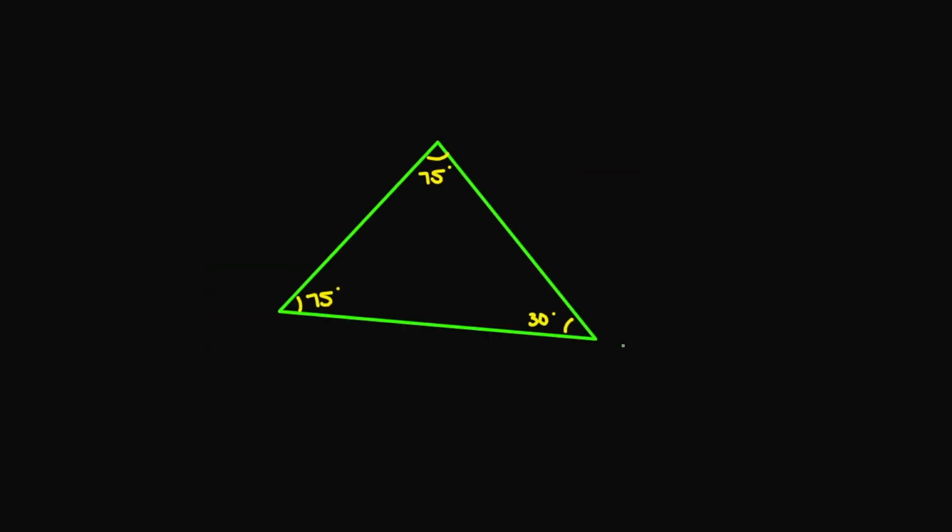Let's look at this example here. I have 75, 75, and 30. Since all my angles here are less than 90 degrees, this is an example of an acute triangle.